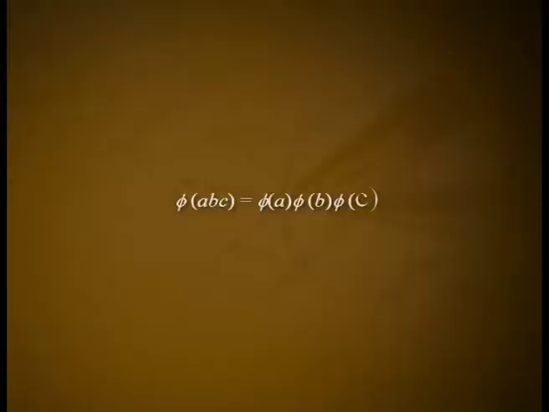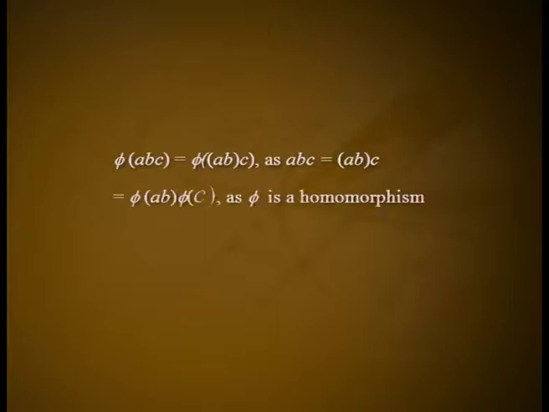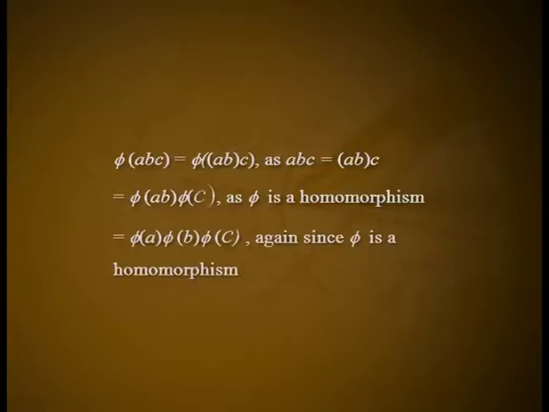If phi from G to G dash is a homomorphism and A, B, C belongs to G, then phi of A, B, C is equal to phi of A into phi of B into phi of C. This can be seen as follows. Phi of A, B, C is equal to phi of A, B into C, as A, B, C is equal to A, B into C, which is equal to phi of A, B into phi of C, as phi is a homomorphism, which is equal to phi of A into phi of B into phi of C, again since phi is a homomorphism. Example 1.